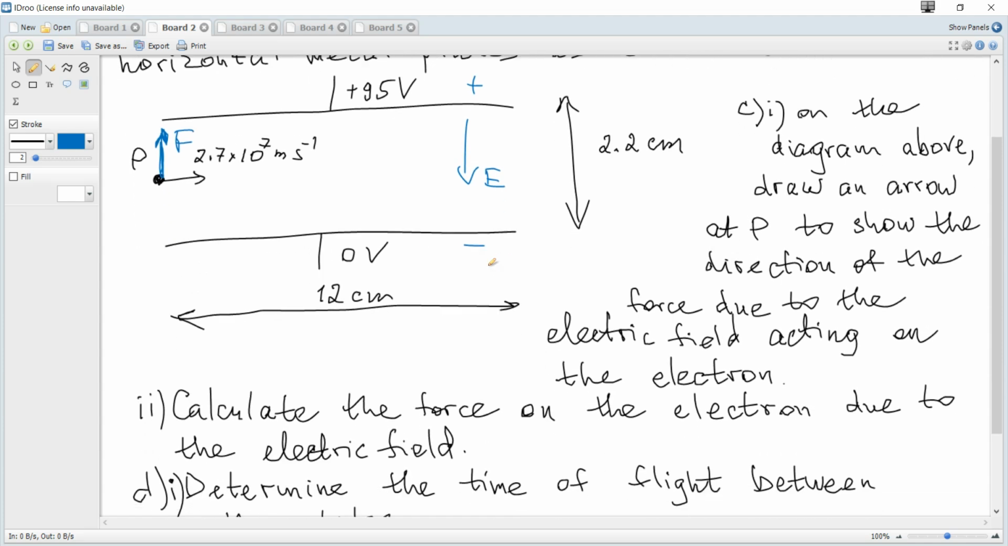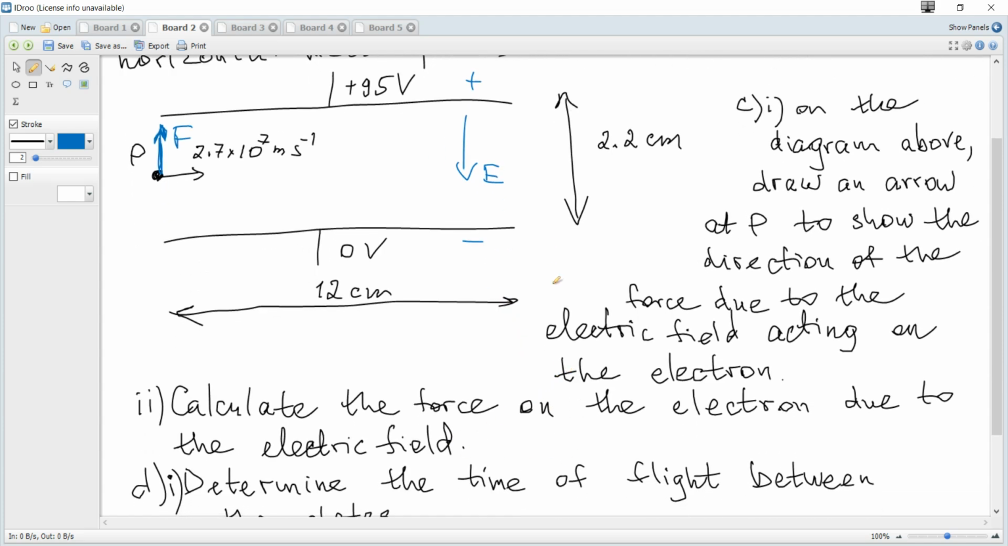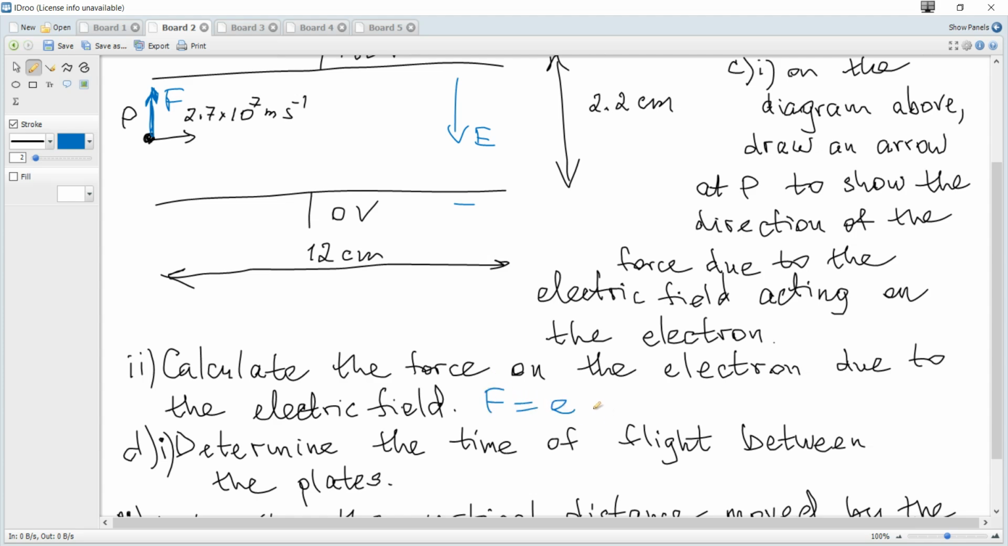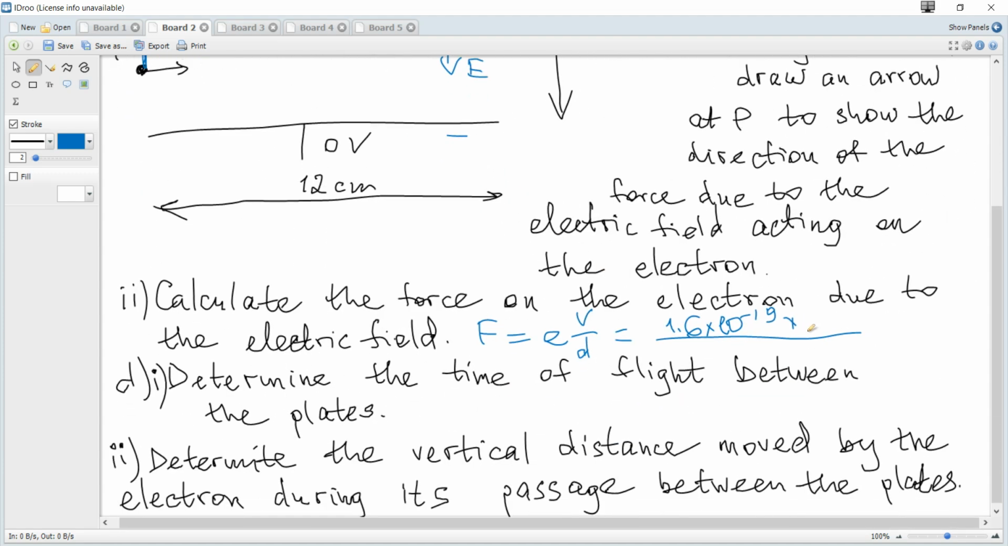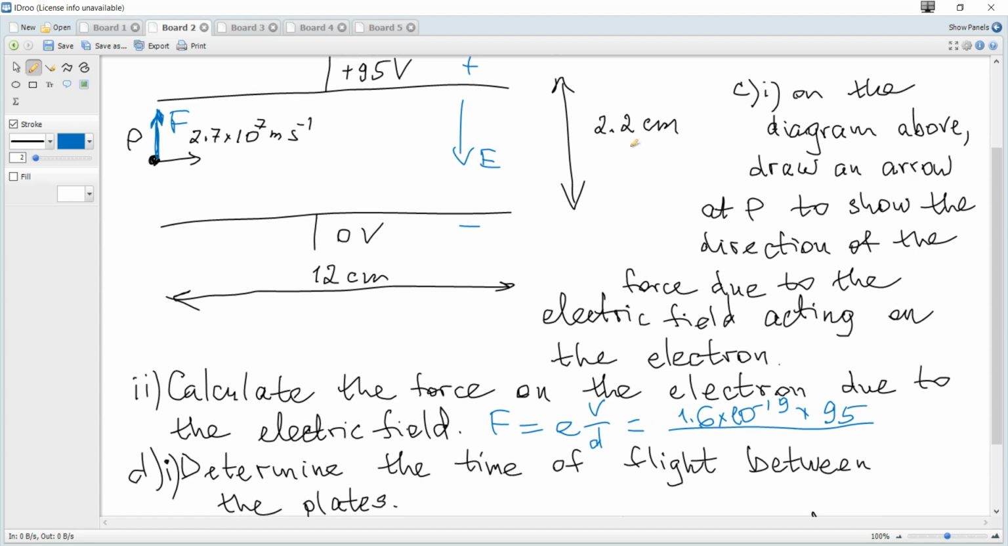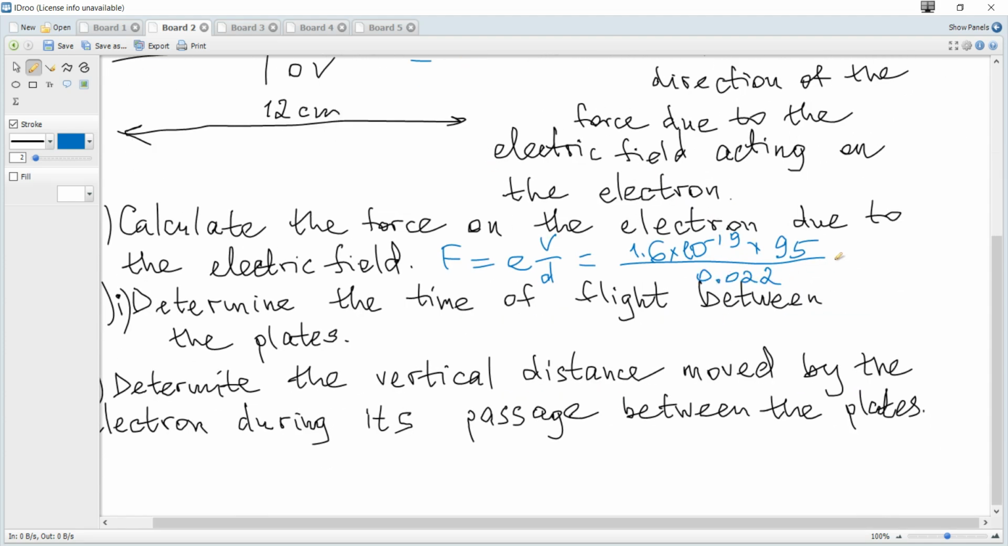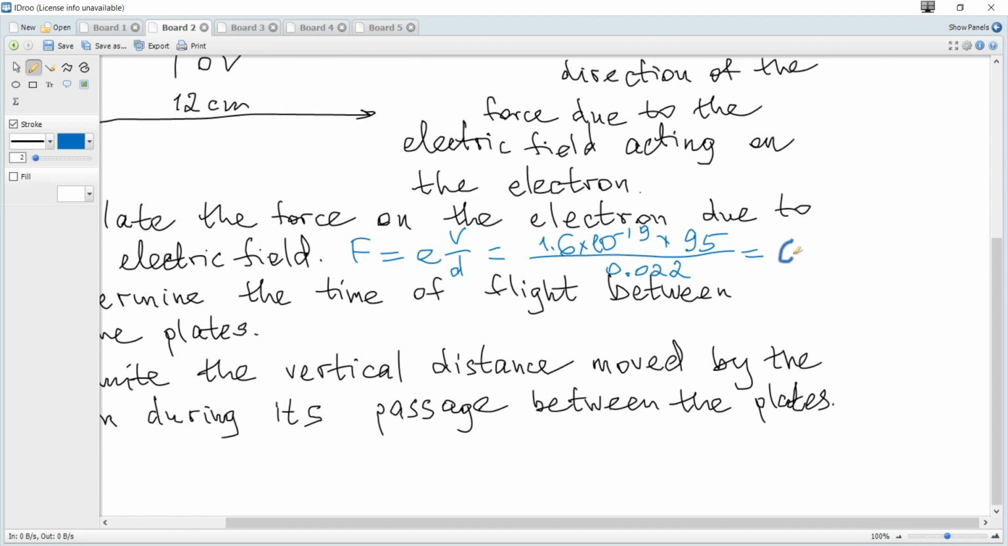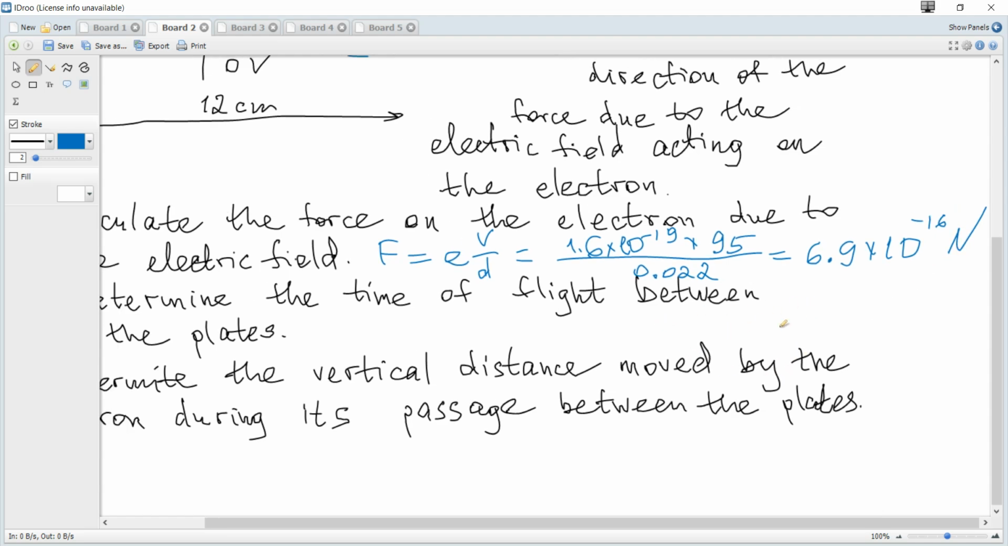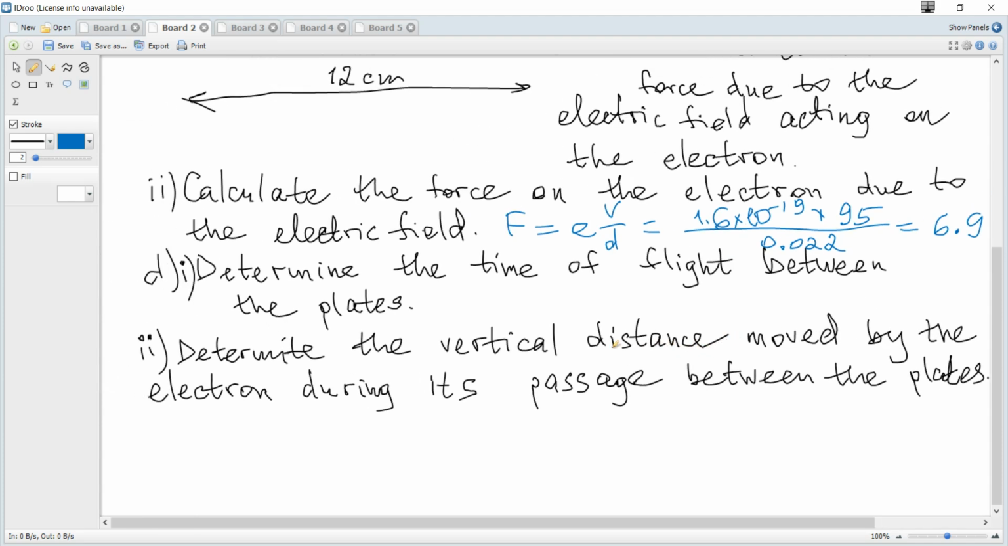The next, calculate the force on the electron due to the electric field. So force is charge, the elementary charge for the electron, times electric field strength, and electric field strength is potential difference divided by the distance between plates. So it becomes 1.6 times 10 to the negative 19 times 95 minus 0, which is 95, divided by, it must be in meters, 0.022 meters. When you calculate it, it becomes 6.9 times 10 to the negative 16 newtons, to two significant figures. Next, determine the time of flight between the plates.